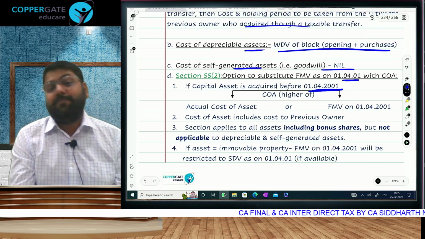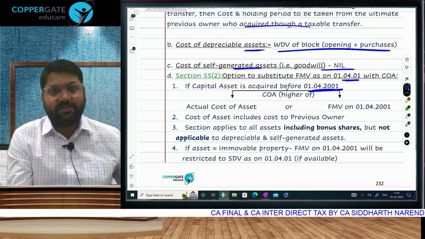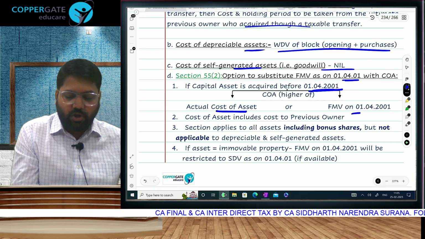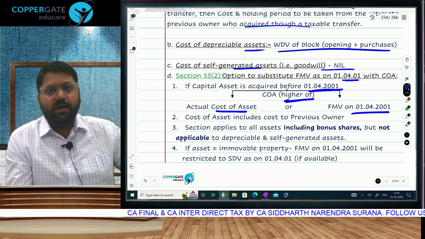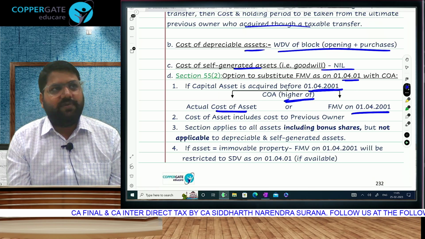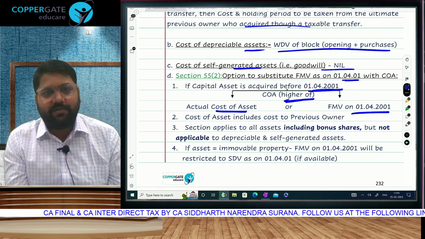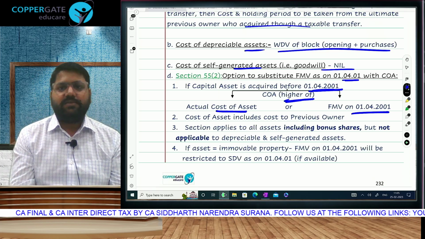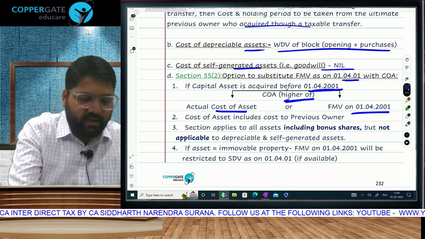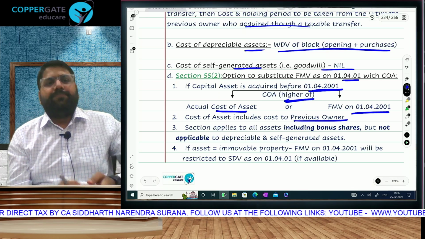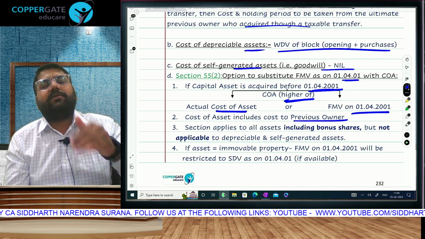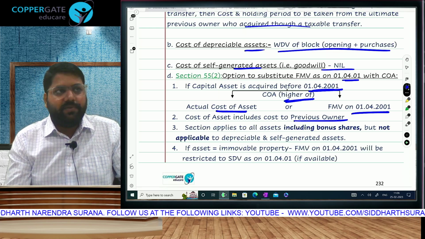If an asset was acquired before 1.4.01, then there was no cost inflation index because the base year is 2001-02. Then for such an asset, you can take actual cost or FMV on 1.4.01, whichever is higher. So that FMV will incorporate the indexation, and then from 1.4.01, you can index it. Actual cost or fair market value on 1.4.01, whichever is higher. And when we take this actual cost, it will include the cost of the asset if it was acquired by the previous owner.